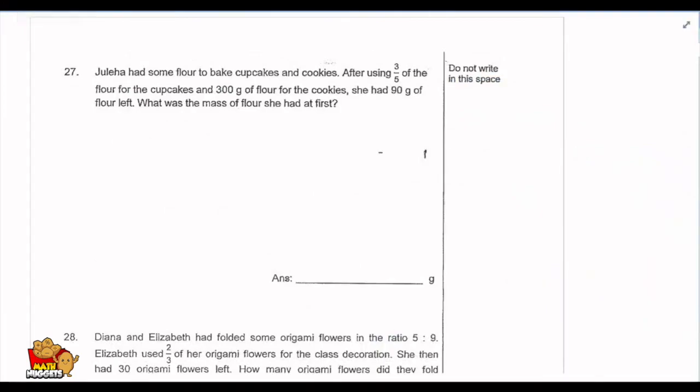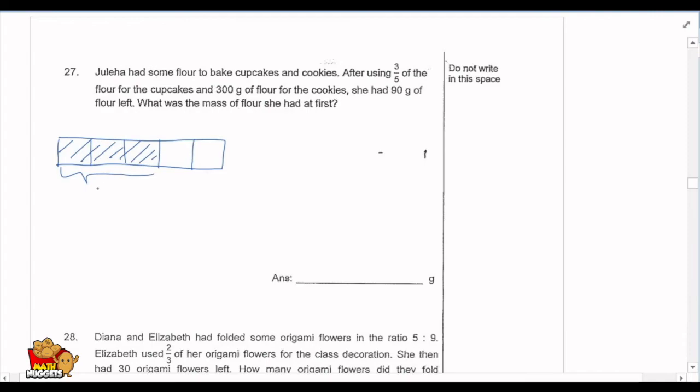Question 27. I'm going to draw the model. She used 3 parts of her flour. So 3 parts here for cupcakes. And 300 grams for the cookies. I don't know where 300 grams is, but I'm just going to roughly show this is cookies. And 90 grams, this is the leftover.